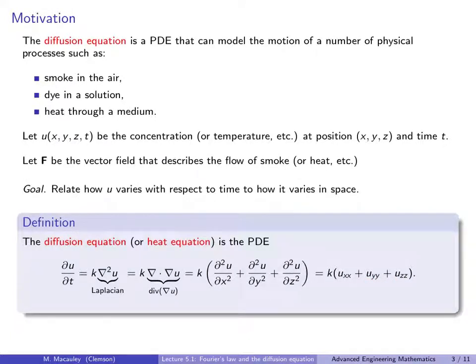So this is what it is in 3 dimensions, and it's easy to see what it is in 1 dimension. If we just have x and t, then this equation is ut equals a positive constant k times uxx. So that's the heat equation in 1 dimension, and even though I'm introducing it to you here in 3, most of the stuff that we're going to do in this section is going to be solving the 1-dimensional equations. Later in the course, we will look at 2- and 3-dimensional solutions.